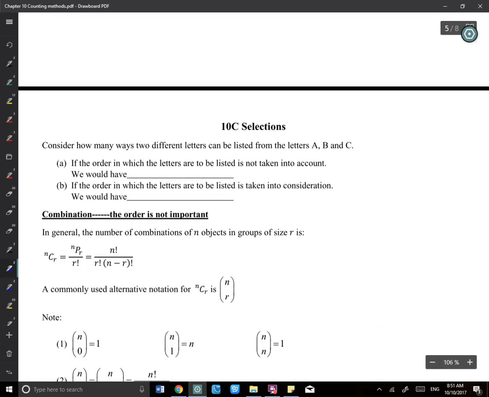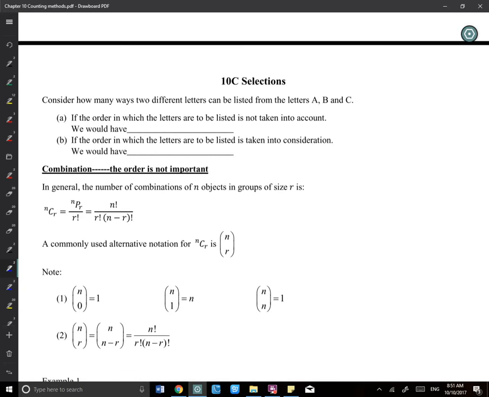The most important thing is exercise C. It's all we need to use in year 12, together with the factorial thing. 0 factorial is 1, that's really important, you need to remember that.